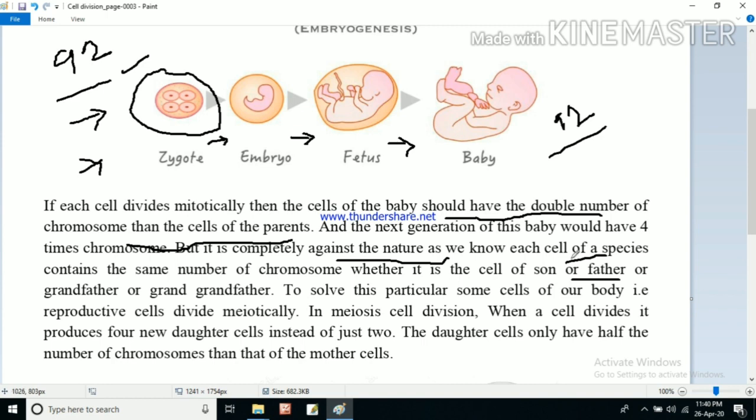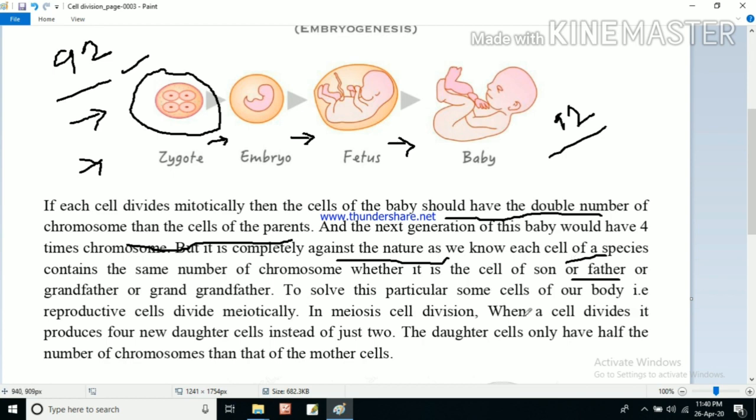The chromosome number in one generation will be 46, in the next generation it will be 92, in the next generation it will be 184. So each generation the chromosome number will be increasing. So it is completely against nature, because all the cells of each species contain the same number of chromosomes, whether it is son or father or grandfather or great-grandfather; the number of chromosomes will be the same.